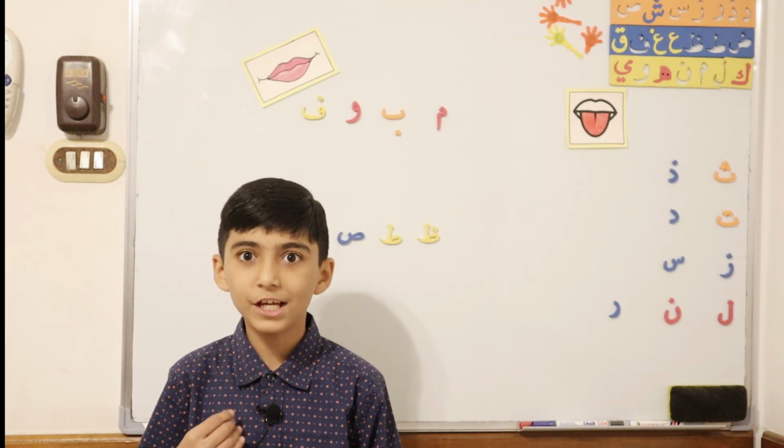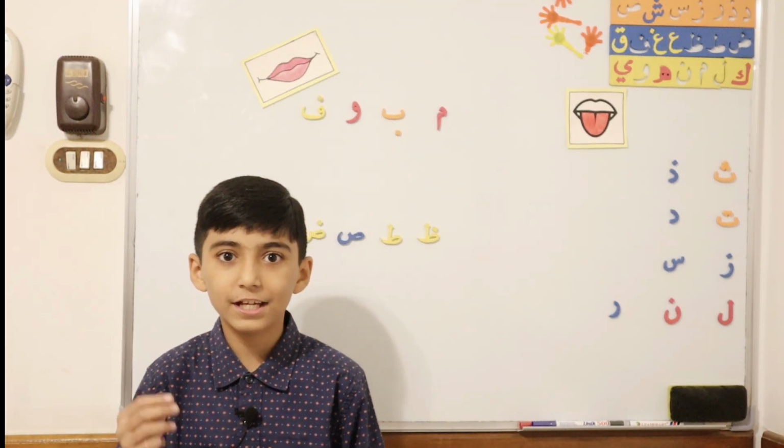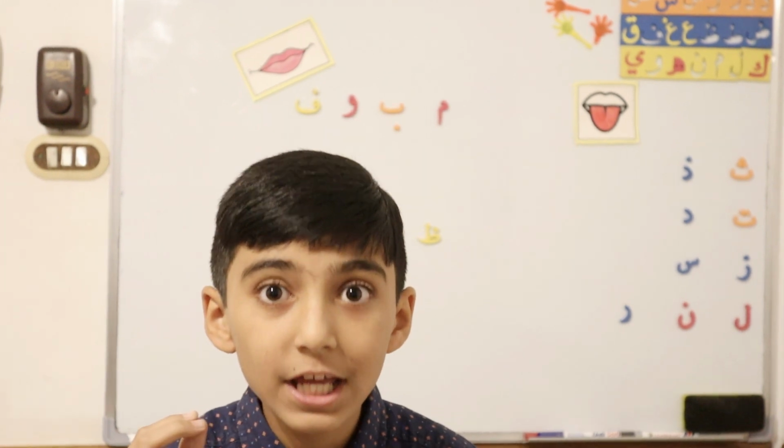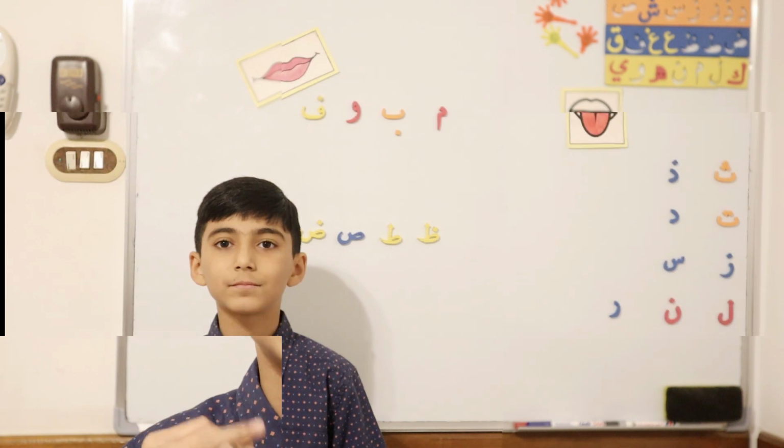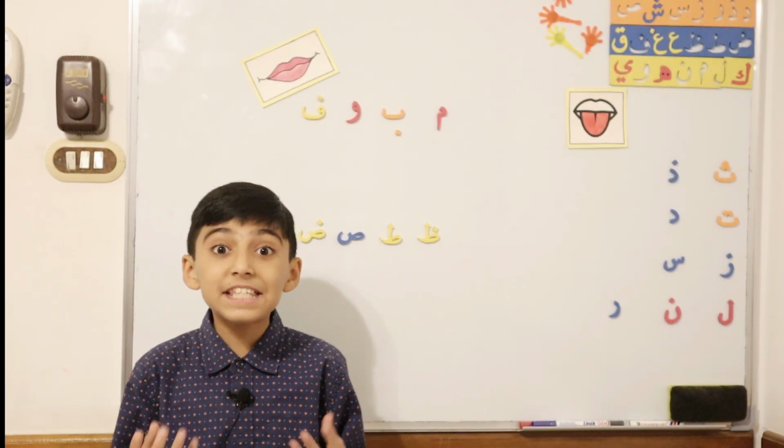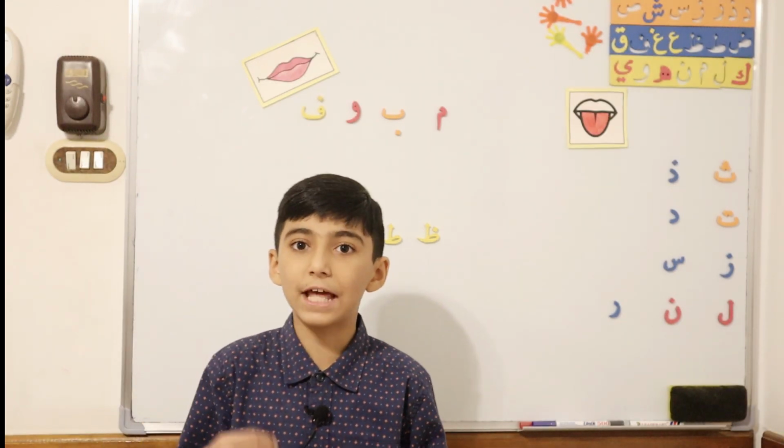Listen carefully. Watch carefully. So first, we have to touch the tongue tip with our upper teeth and make sure that it comes out a bit. And then take strong air out. Dha, dha, dha. So this is how we pronounce letter dha.